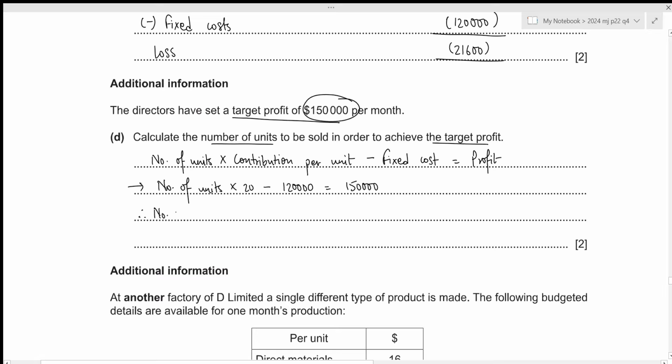So the number of units is just going to be 150,000 plus 120,000 divided by 20, which will result in 13,500 units. That is all for the fourth part. Let's move towards the next one.